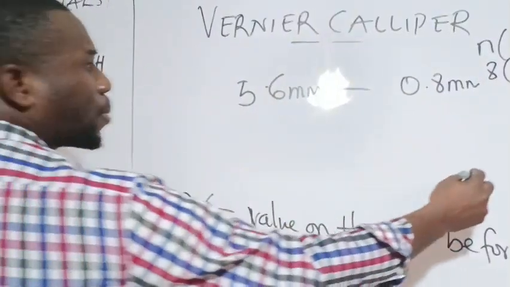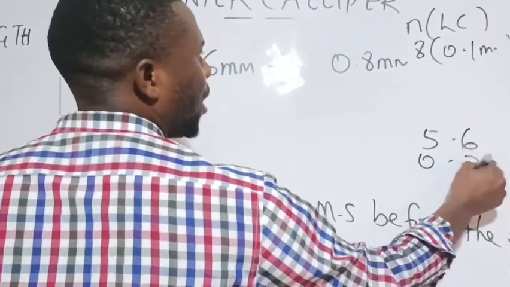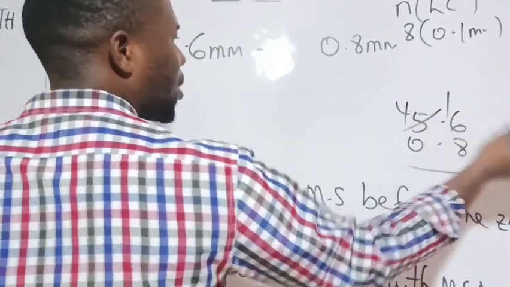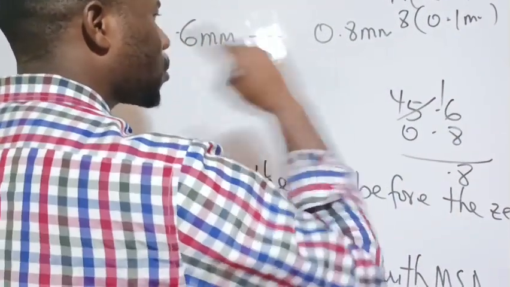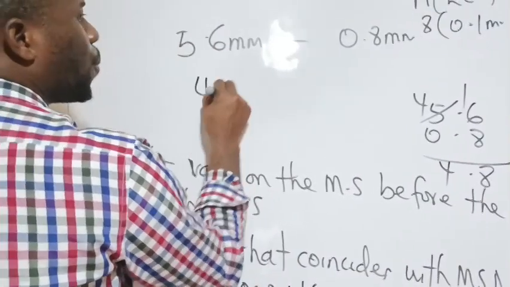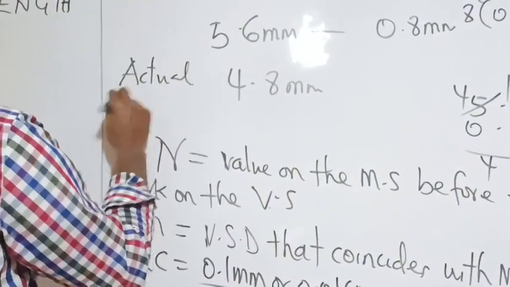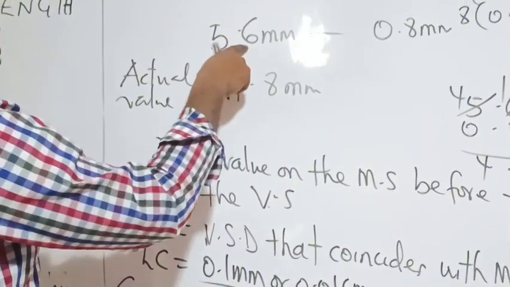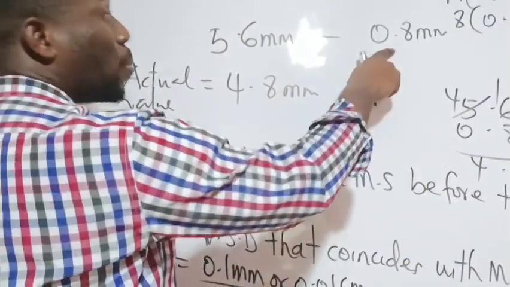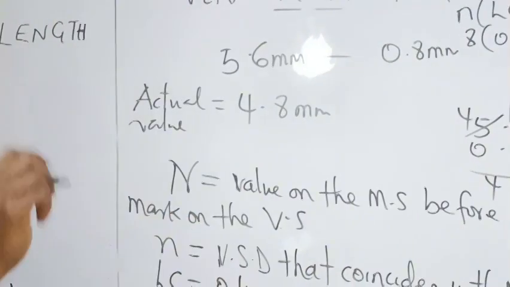So if you subtract, you get 5.6 minus 0.8. This is a 4, this is a 16, this is 8, this is a 4. So this will give us 4.8 millimeter. So the actual value of that object that was measured will not be 5.6, but it has to be 4.8, because we have to make room for the positive zero error.